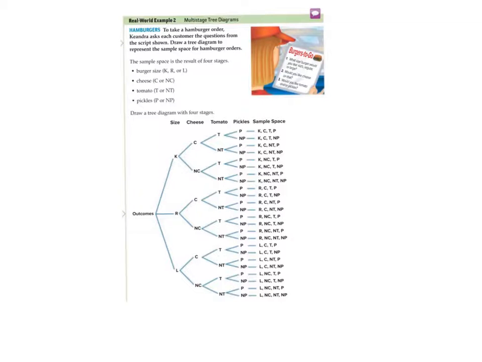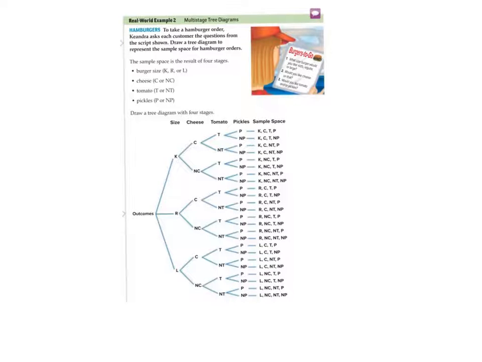Okay, so now we're looking at example 2. Now all we're doing is tree diagrams. Now what's the problem with tree diagrams? Unfortunately, the more options you get, the bigger it goes. Okay, so what does it tell you? It says Keandra asks each customer questions from the script, etc., etc. What size burger do you want? Do you want cheese with it? Do you want tomatoes with it? Do you want pickles with it?